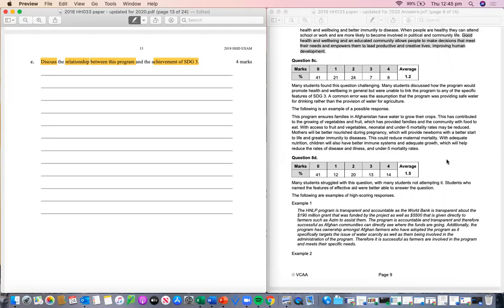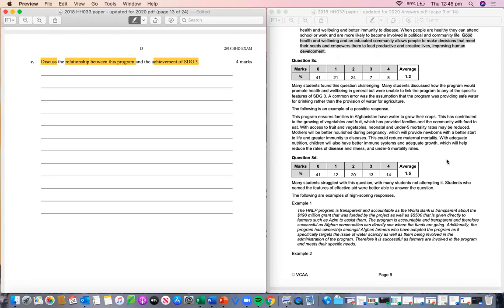Children will also have better immune systems and adequate growth, which will help reduce the rates of disease and illness and under 5 mortality rates. So what you can see here, which is common, is looking at the provision of having access to food, nutritious foods, and its impact on under 5 mortality rates and maternal mortality rates.